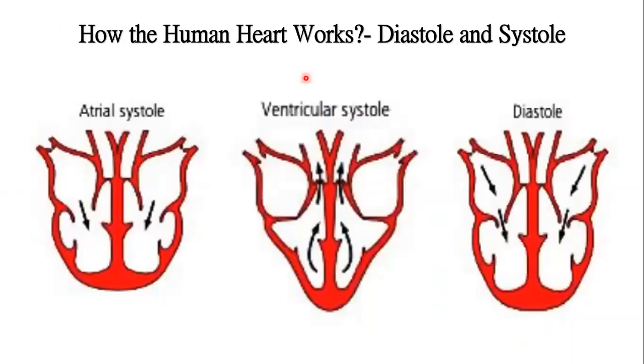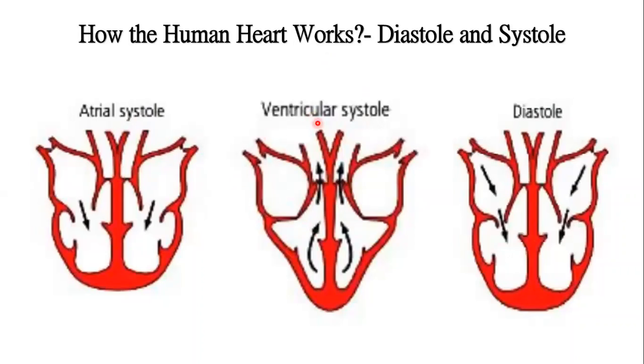Now here is a diagrammatic representation. Here you have atrial systole. Notice the tricuspid valve here on the right is open. The bicuspid valve on the left is open. Notice the semilunar valves are closed. So during atrial systole, the atrioventricular valves open and the semilunar valves close.